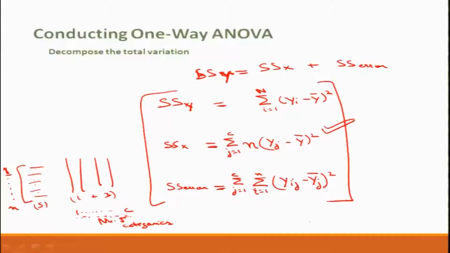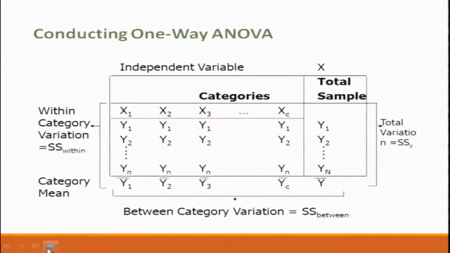Welcome to part 2 of the analysis of variance session. So, where were we? We were discussing these relationships for the total variation, between variation and error variation. Let me put it in a tabular form here. So, we have this table.